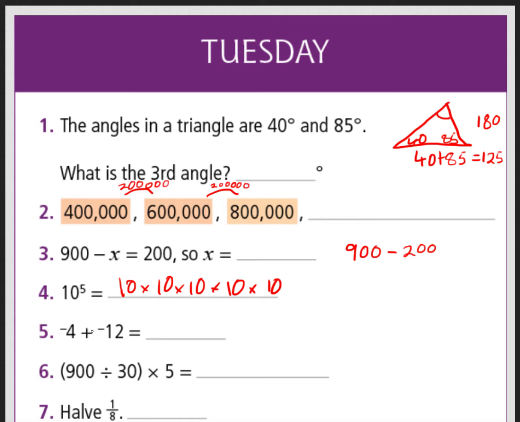Number 5, we've got minus 4, a negative number, and we're adding on to it another negative number, minus 12. So we're starting at 0. We're going 1, 2, 3, 4. That's minus 4. And now we have to go another 12 in this direction. And what minus number will we land on?